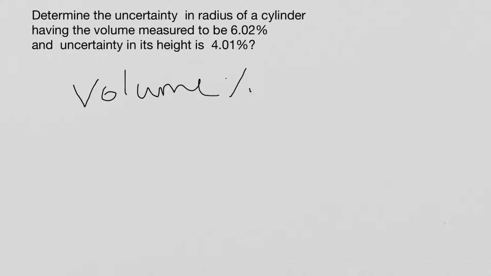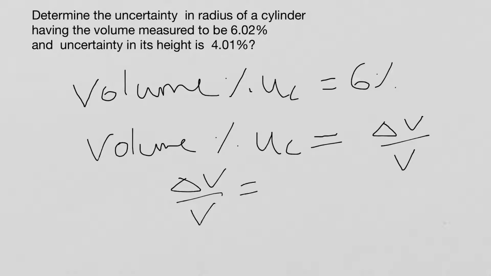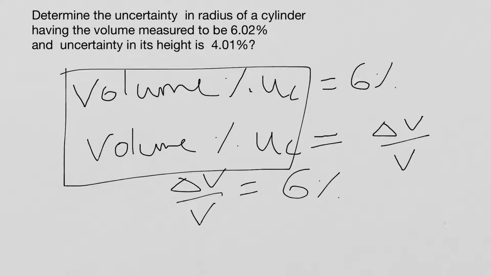So volume percentage uncertainty is given as 6%, and this percentage uncertainty can be found by the equation delta V upon V. So these two things are equal: 6% is equal to delta V by V. We write delta V upon V equals 6%, because both sides refer to the volume. So this is equation number 1.